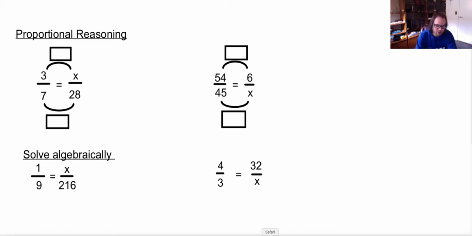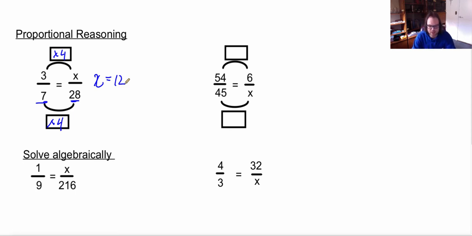So here I have 3/7 is equal to something over 28. So first I'm going to look at, I have a ratio here. 7 multiplied by what is equal to 28? Well, 7 multiplied by 4. Okay, so that must mean I must multiply my 3 by 4 as well. So 3 multiplied by 4, my x in this case is equal to 12.